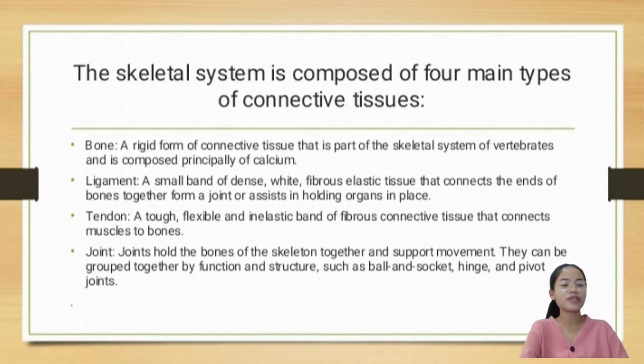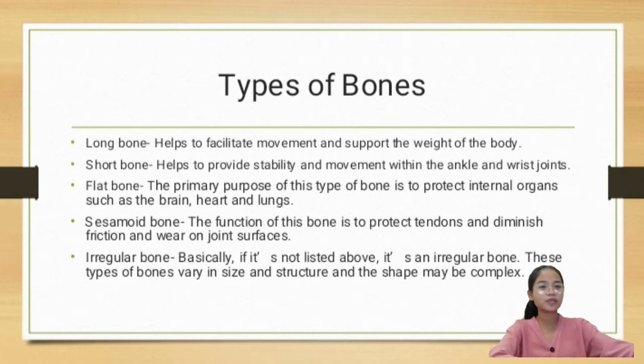Third is tendon, a tough, flexible, and inelastic band of fibrous connective tissue that connects muscles to the bones. And lastly, the joint. Joints hold the bones of the skeleton together and support movement. They can be grouped by functions and structures, such as ball and socket, hinge, and pivot joints. So let us proceed to the types of bones.